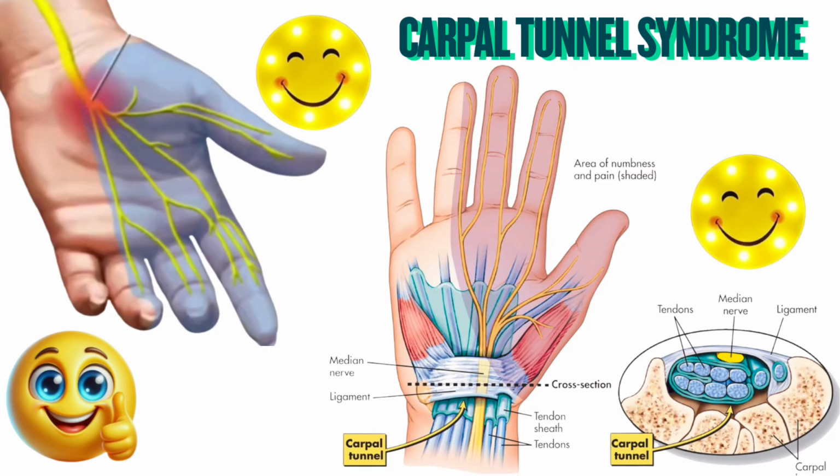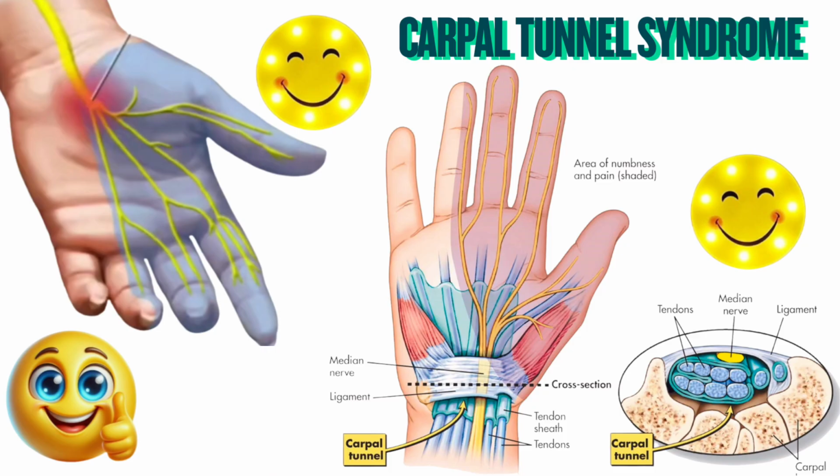The procedure, called carpal tunnel release, involves dividing the transverse carpal ligament to expand the tunnel and relieve nerve pressure. Most patients experience marked improvement in numbness and pain, though recovery of strength may take time. Early surgery gives the best results before permanent axonal loss sets in. Let's look at 2 short clinical examples.